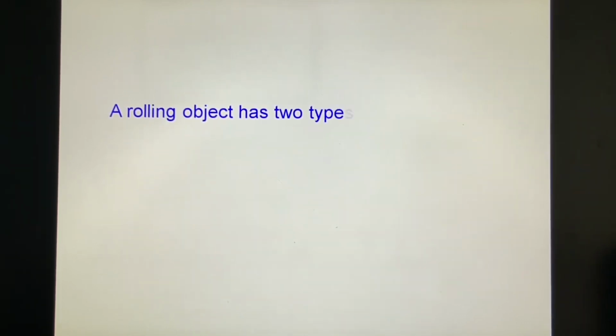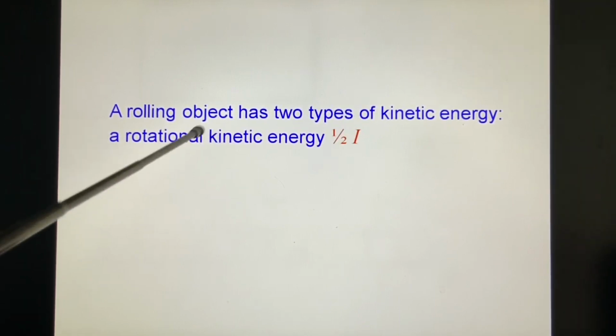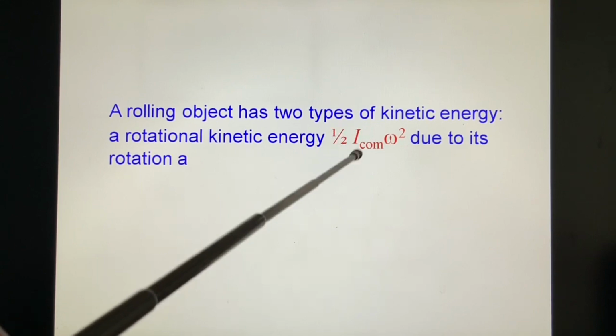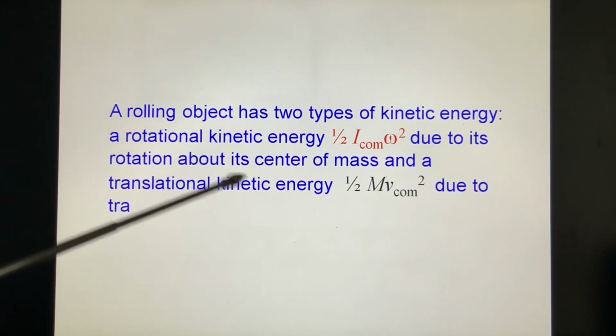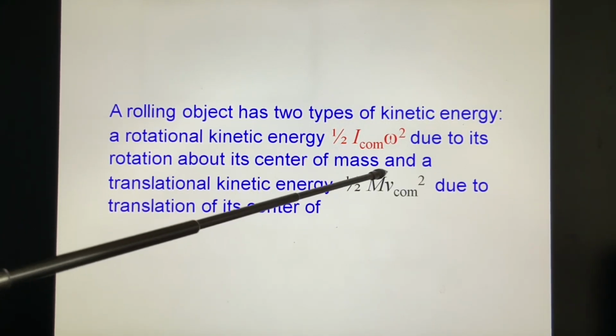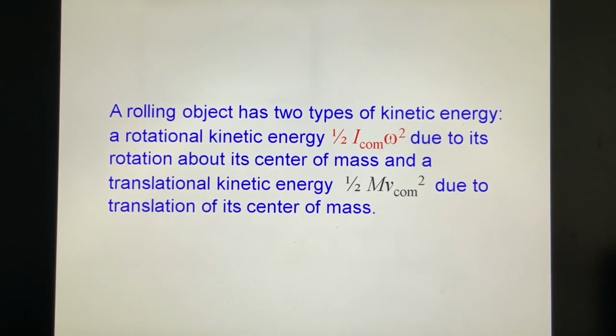A rolling object has two types of kinetic energy. A rotational kinetic energy, half I_com omega squared, due to its rotation about its center of mass. And a translational kinetic energy, half m v_com squared, due to translation of its center of mass.